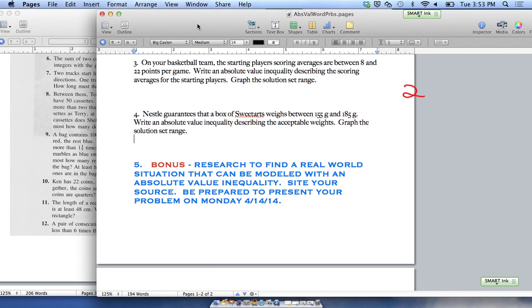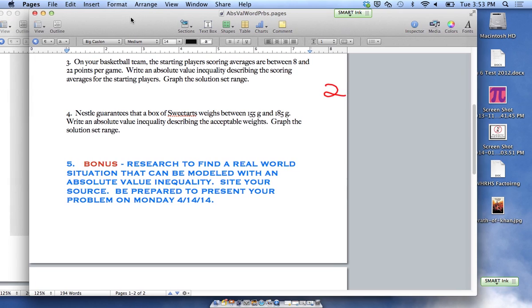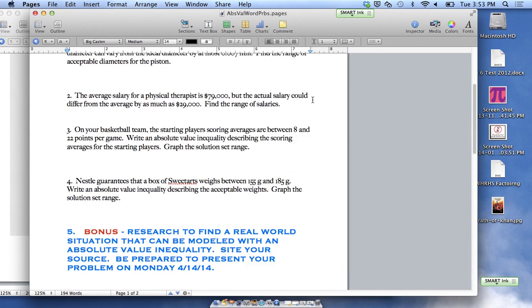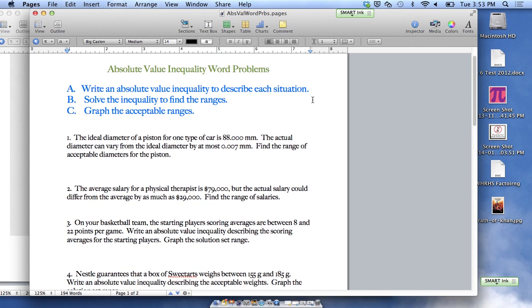Moving on to absolute value problems, word problems. Absolute value word problems are used in the real world, and you can read the problems, and they're pretty much common sense. But to try to make a correlation between the real world and what we're doing in math class, that's the importance of the problems.